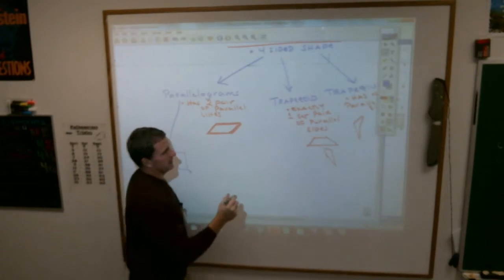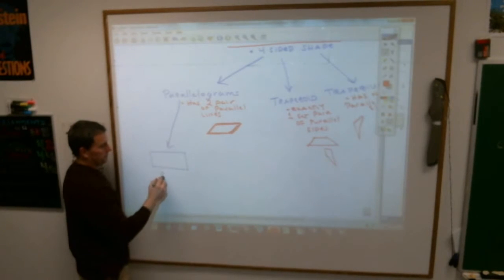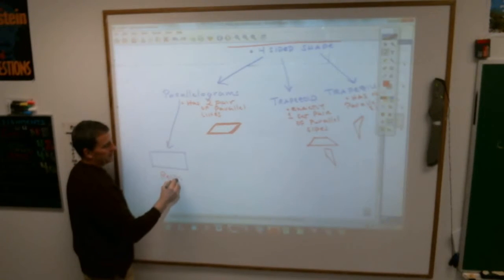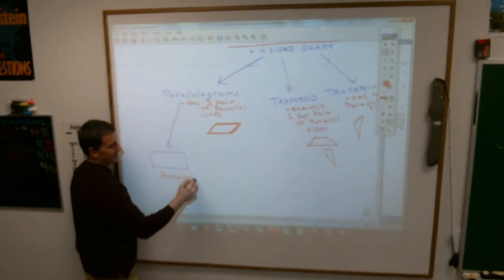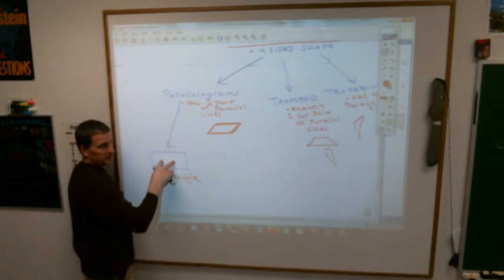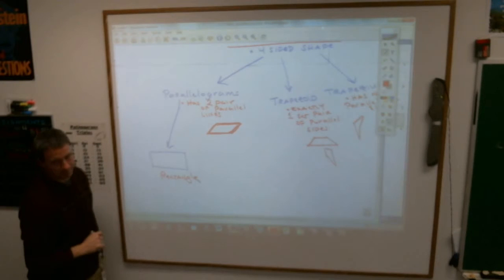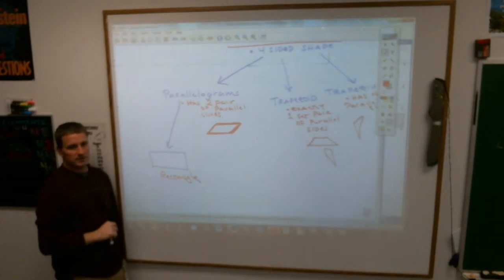Rectangle. Yes, it's a rectangle, but in math we have to be really specific here. What is it that makes a rectangle a rectangle? It is a parallelogram because it has two sets of parallel sides, but something makes it special. Anybody know what it is? What makes a rectangle a rectangle?